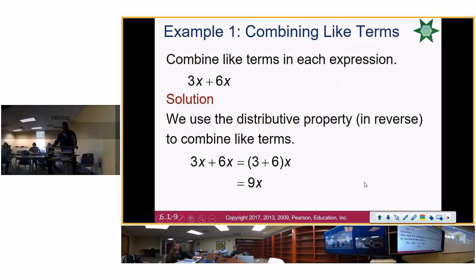All right, so what is 3x plus 6x? 9x. What is 6x minus 3x? 3x. You act just like addition and subtraction.